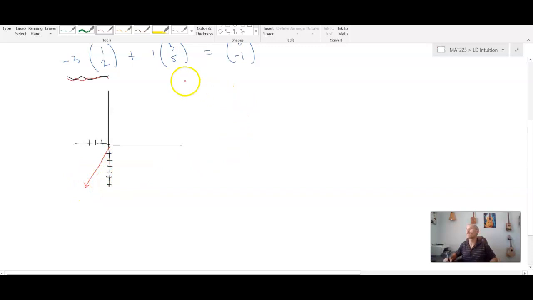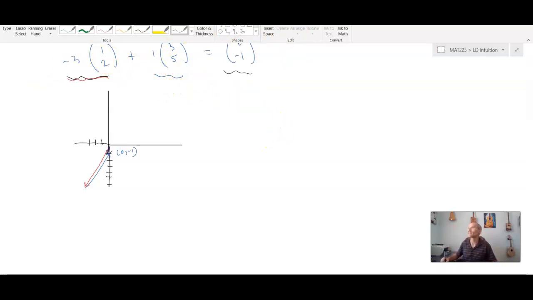Okay, now if I add to that 1 multiple of the 3, 5 vector, so from there we're going to move over 3 and up 5. Well, that's going to land me exactly at the point 0, negative 1. So that's one way of thinking about linear dependence: this 0, negative 1 vector, this guy here, can be generated as a linear combination by adding scaled versions of the other two vectors.